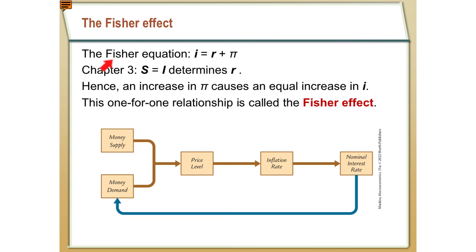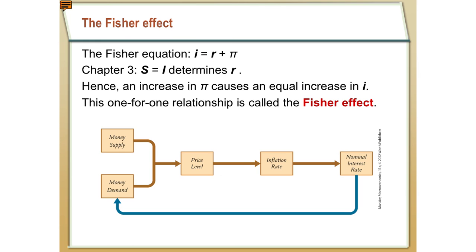The Fisher equation, and a related phenomenon we call the Fisher effect, is very similar in logic to the quantity theory of money. The Fisher equation just says that the nominal interest rate i, remember the nominal interest rate is not corrected for inflation, is just the interest rates that we see advertised at banks and online and that sort of thing. So the nominal interest rate i is equal to the real interest rate plus the rate of inflation, right?